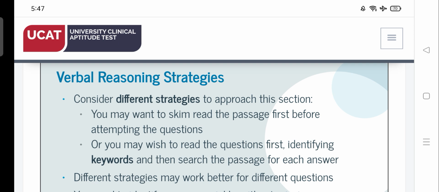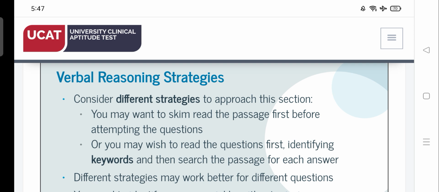Okay, now there is a strategy for how you're going to solve a question by reading a passage in the subtest. What you have to do is to skim read the passage first before attempting your question. First you have to know what type of information this passage contains. Or you may wish to read the question first, identifying keywords, and then search the passage for each answer.